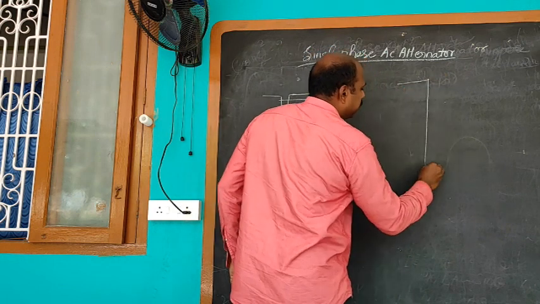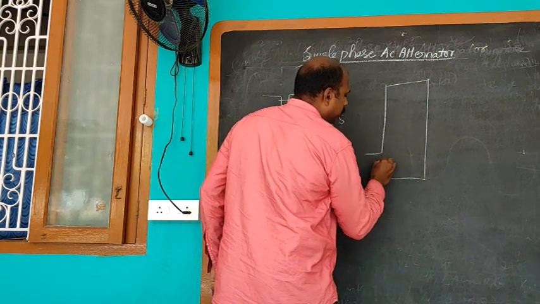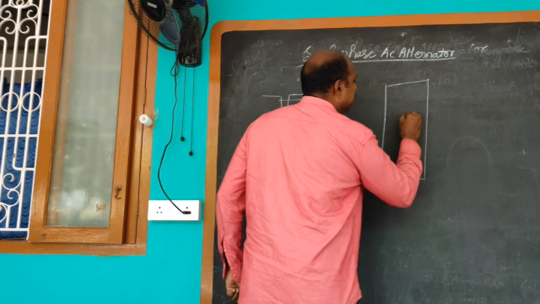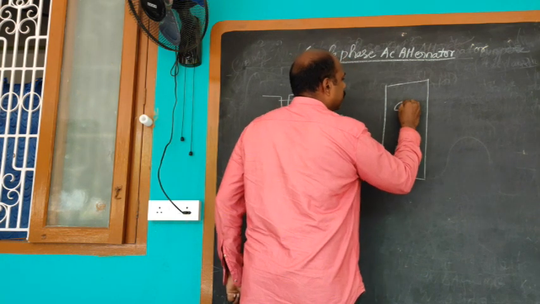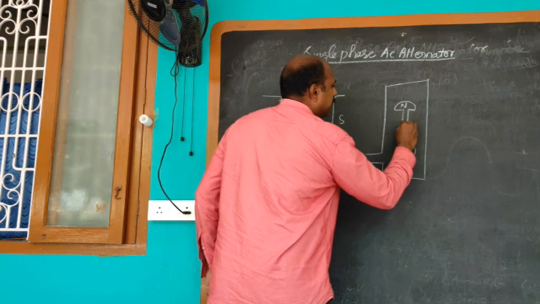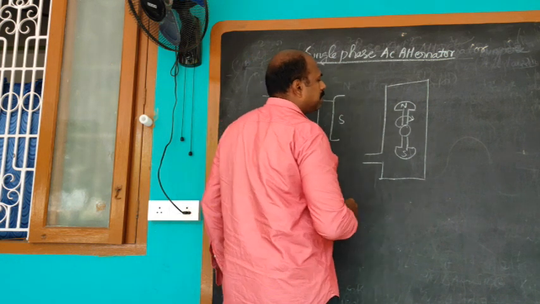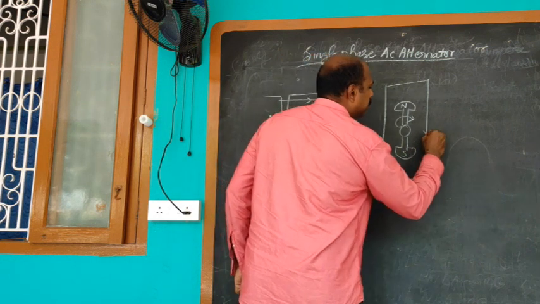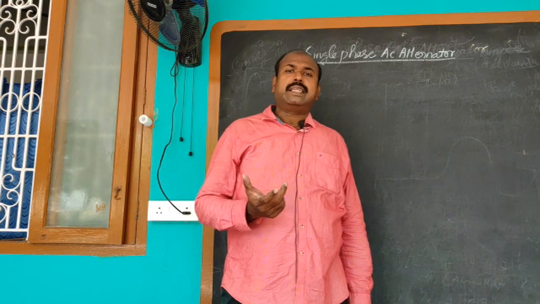Otherwise, consider this as a stationary armature coil. The field magnet is mounted inside the stationary armature coil like this. This is north pole, this is south pole. This field magnet is made to rotate inside the armature coil. What happens? A change in magnetic flux takes place, thereby EMF is induced in the circuit. Either way can be used to mount the field magnet and armature coil.